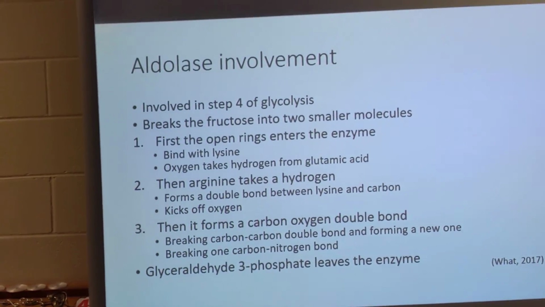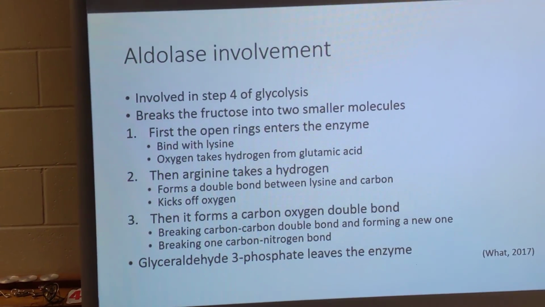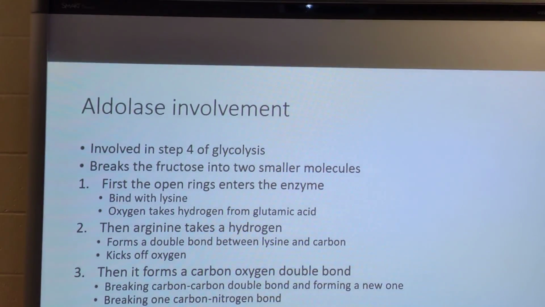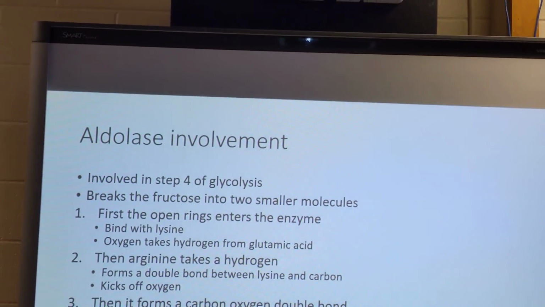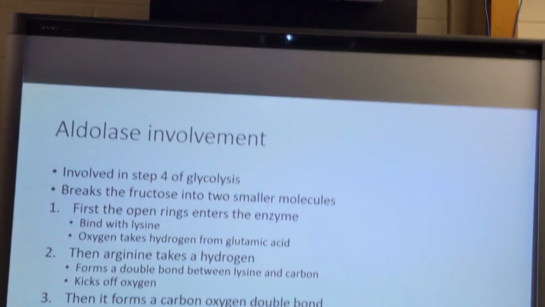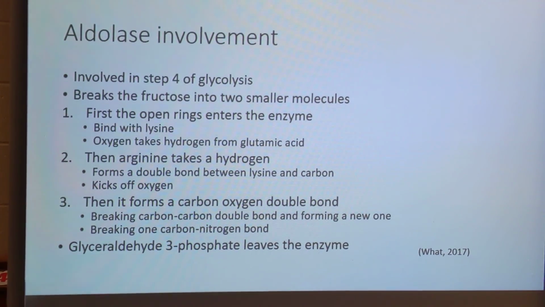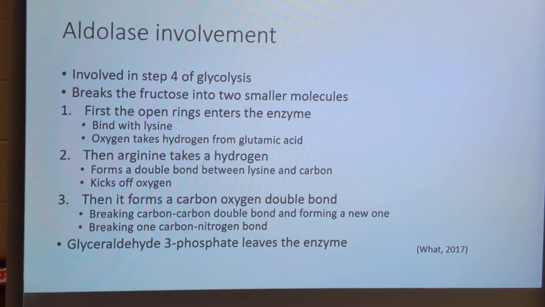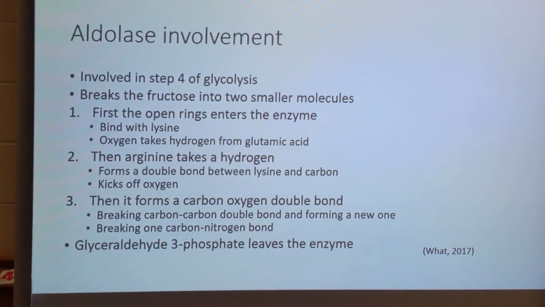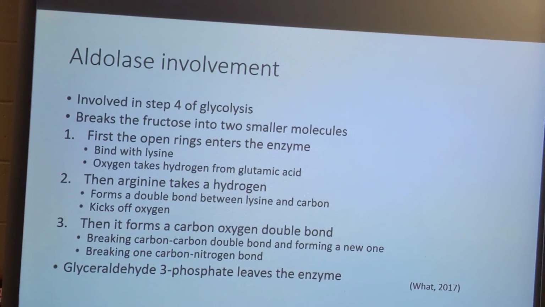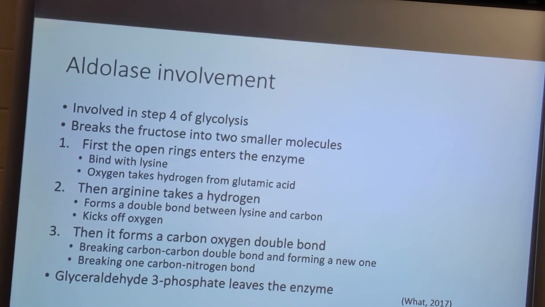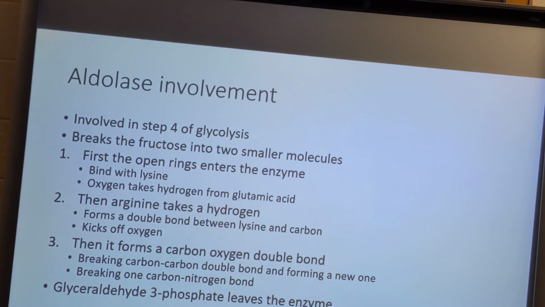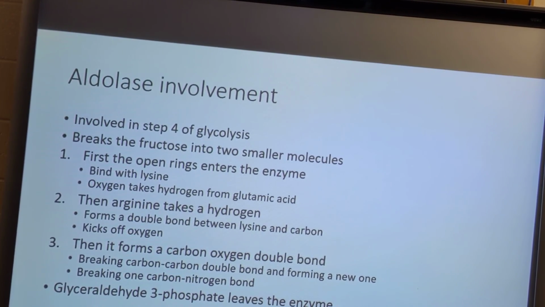The aldolase mechanism involves several steps. It is involved in step 4 of glycolysis, and it breaks the fructose into 2 smaller molecules. These are dihydroxyacetone phosphate and glyceraldehyde 3-phosphate.